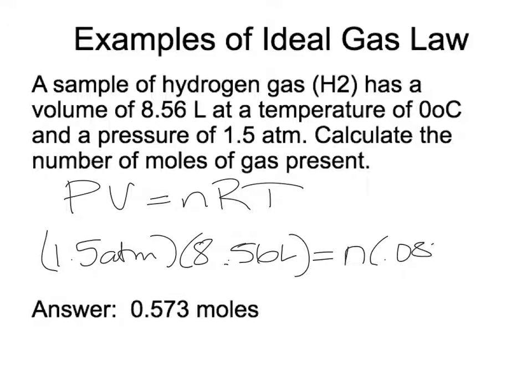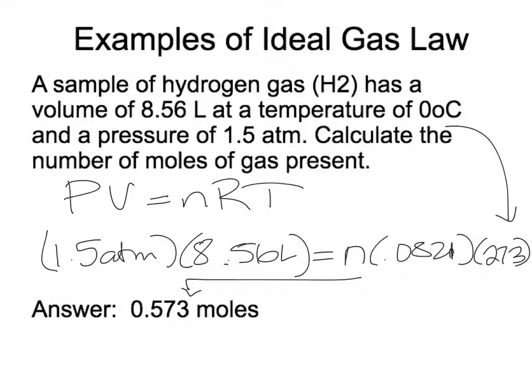We're going to figure out N. R is always 0.0821. Units are liters atmospheres over moles Kelvin. I guess I won't write that all down, but just remember those are the units. And the temperature is 0 degrees Celsius, but of course we have to add 273 to that to be in Kelvin. Calculate that, you should get 0.573 moles.